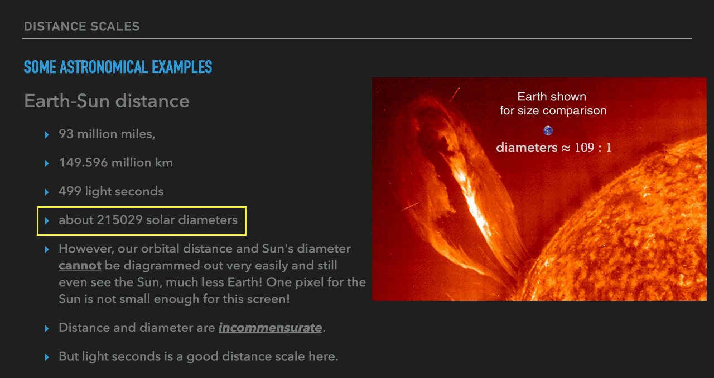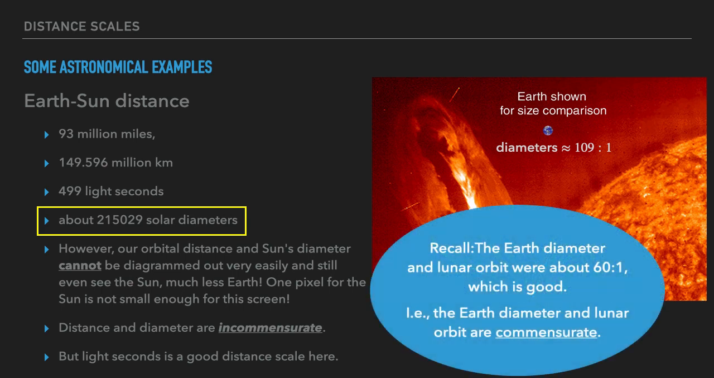And the last thing I want to mention here is just to recall that the Earth diameter and lunar orbit were about 60 to 1, and that's good. So we would say that the Earth diameter and the lunar orbit are commensurate, right? And that's important.